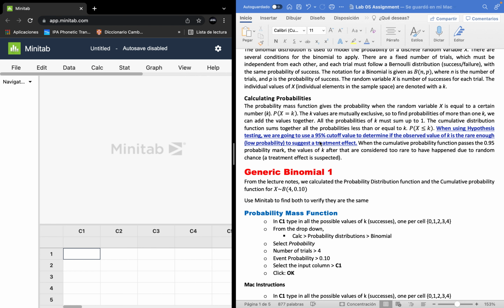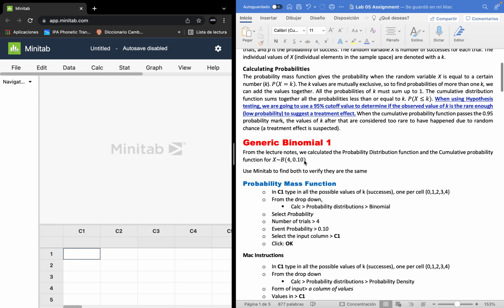All of this hypothesis testing is going to be covered later in the course with more detail, but I will try to explain what we're doing here with the binomial right now. So let's start with the activity.